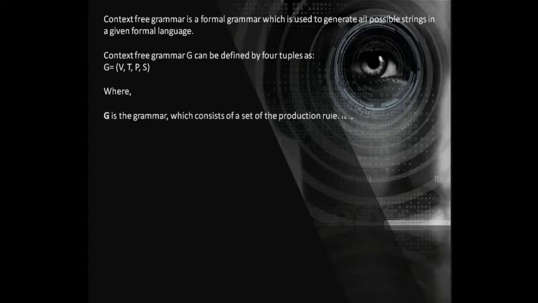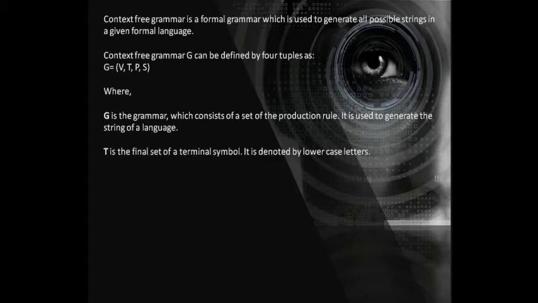Here you can see this G, which means it is the grammar which consists of a set of the production rules. It is used to generate the string of a language. T is the finite set of terminal symbols. It is denoted by lowercase letters. V is the finite set of non-terminal symbols. It is denoted by capital letters.